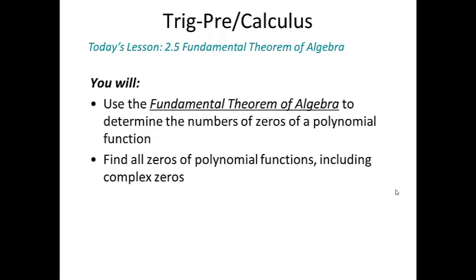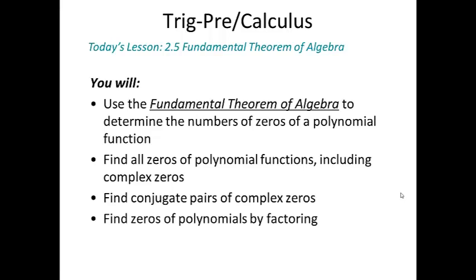This is the part that's going to involve a lot of algebra from Algebra 2 with the complex numbers. If you're good at Algebra 2, then this should not be that bad either. And then finding the conjugate pairs of complex zeros. Find zeros of polynomials by factoring. We're going to do all kinds of factoring, and I'm going to test your ability to factor in this section.